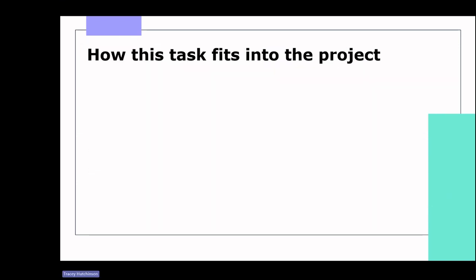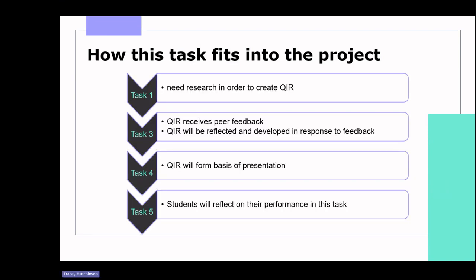In understanding how Task 2 fits into the broader project, it becomes clear that each subsequent task relies on the foundation laid in the initial stage. Task 2 serves as a natural progression from Task 1. In Task 1, students lay the foundation by conducting research and creating a quality improvement report. This report is a critical starting point and provides the necessary background information and initial insights.